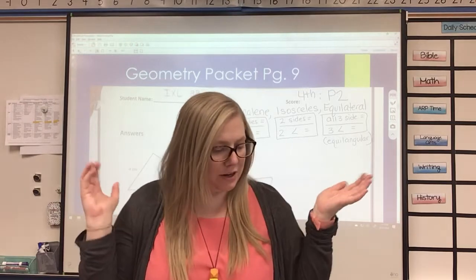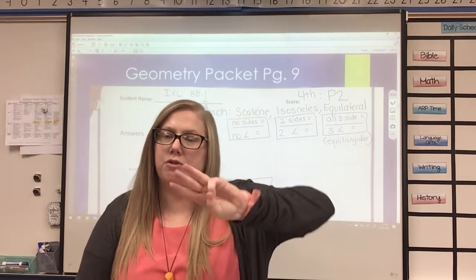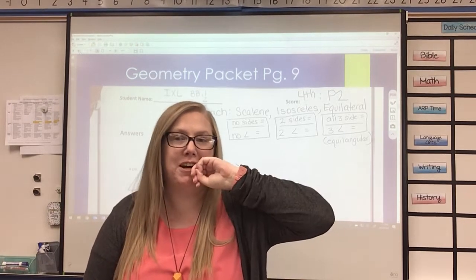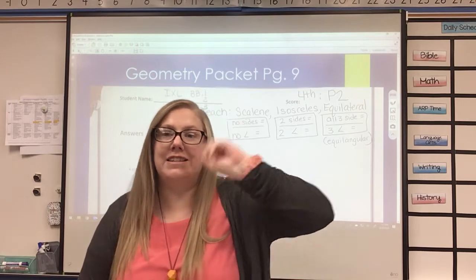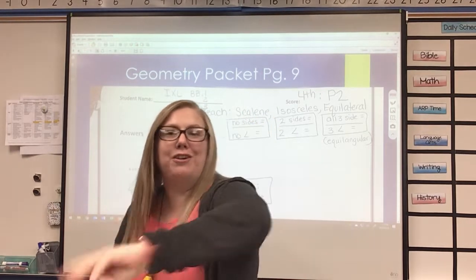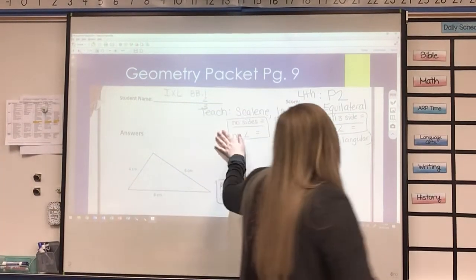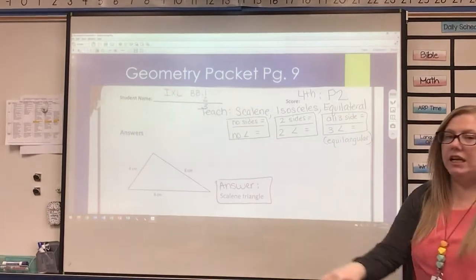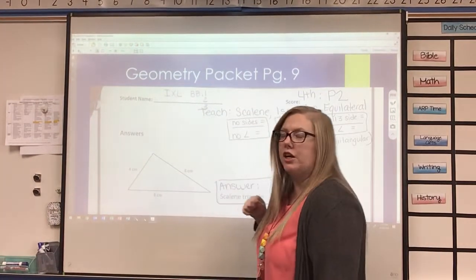And let's get started. So with Miss Garcia, you learned about 3 kinds of triangles. Can you name those 3 triangles without looking at the board? Okay, you should have said isosceles, scalene, and equilateral. Okay, so number 1 here is a scalene, and it's scalene because it has no sides that are equal to each other.